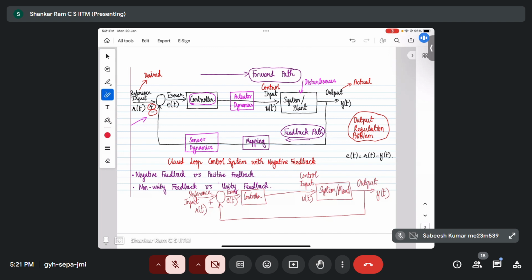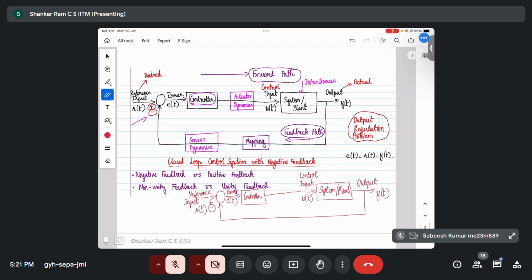I hope this fundamental block diagram is clear. So this is what is called a closed loop control system with negative feedback. Why is it called negative feedback? Because in this comparator, we typically subtract the output from the reference input, which is by and large what is done. So that is what is called negative feedback.